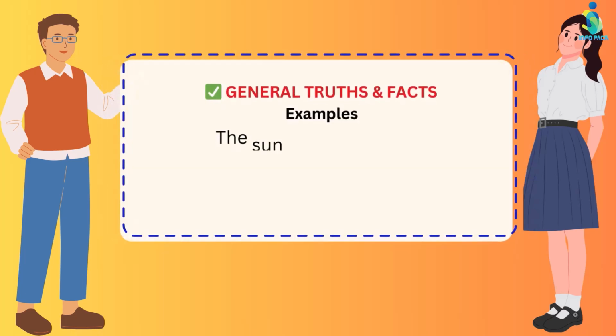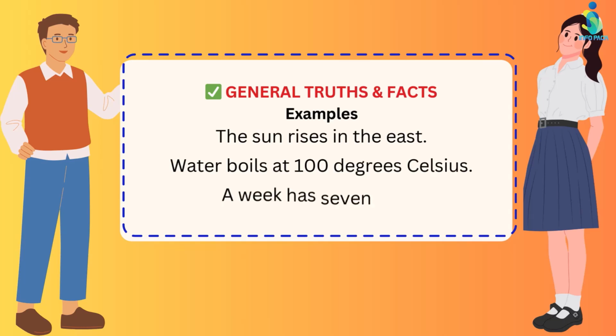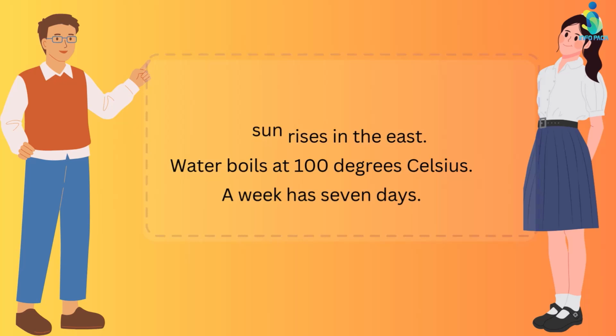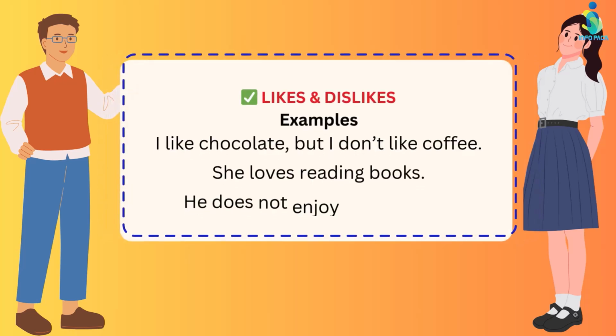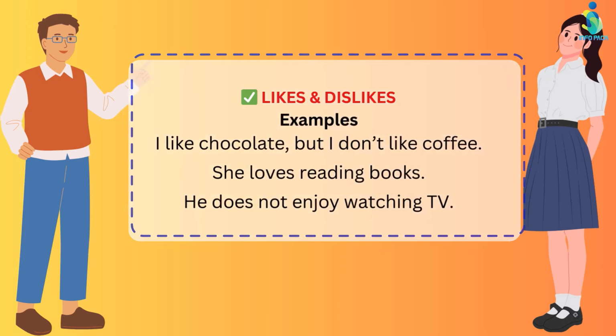General truths and facts. The sun rises in the east. Water boils at 100 degrees Celsius. A week has 7 days. Likes and dislikes. I like chocolate, but I don't like coffee. She loves reading books. He does not enjoy watching TV.